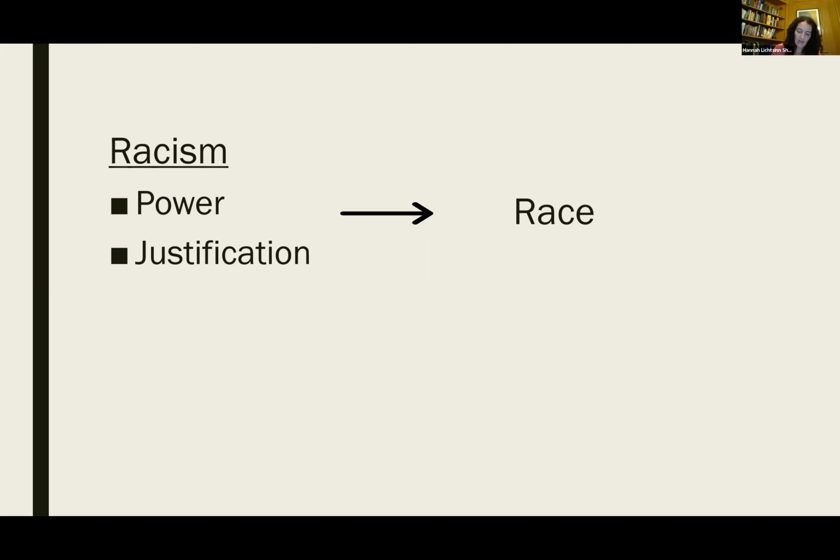So the idea of racial superiority or inferiority, really the idea of race at all, was a way of justifying unequal treatment. So the unequal treatment came first. The idea of race came second.